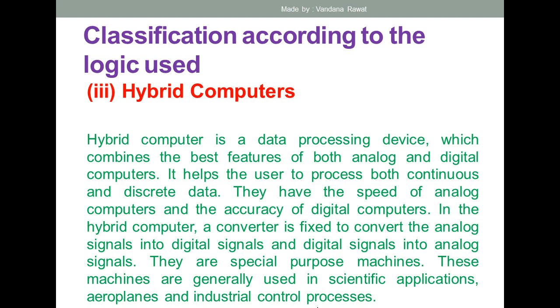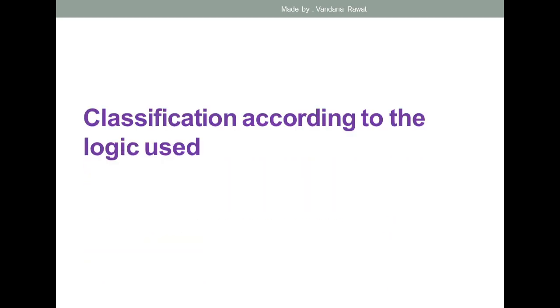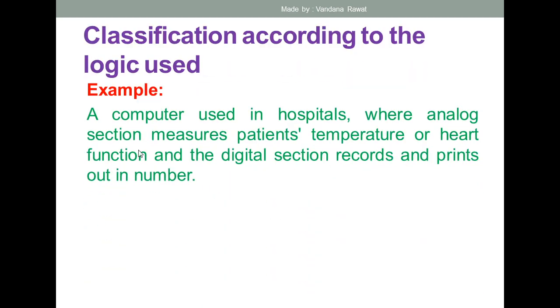They can also be used in industrial processes and in medical fields, like in hospitals. We measure the temperature of the body and show the output in the form of digits. So most of the hospital instruments come under the category of hybrid computer. You can take one example: a computer used in hospitals, where the analog section measures the patient's temperature or heart function, and the digital section records and prints out the number. Like how the heart is functioning and what the body temperature of that patient is. It is shown with the help of digits. So this is one example of a hybrid computer.